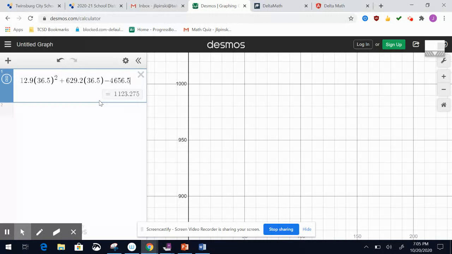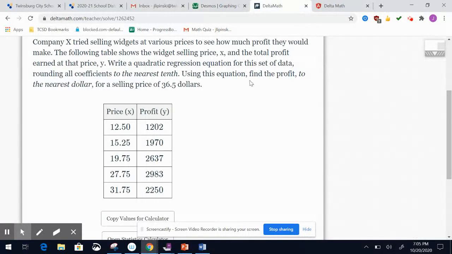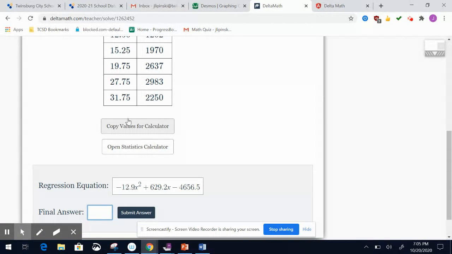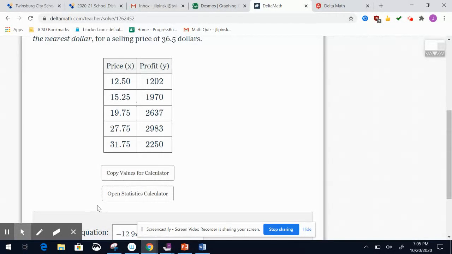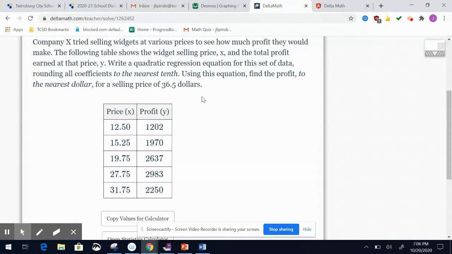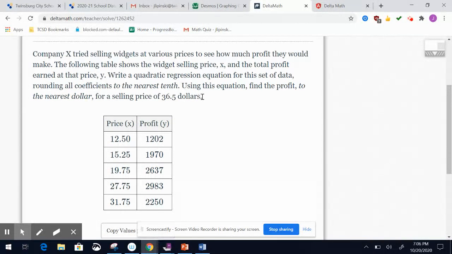$1,123.28. I'm not sure what it tells me to round to. It told me to find the profit for the selling price, round to the nearest dollar. So for that selling price, we would round to the nearest dollar. It would be $1,123. So again, as we go through that, make sure that makes sense as you're doing this.